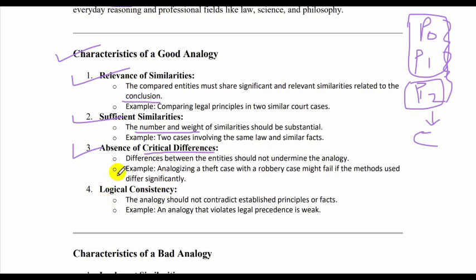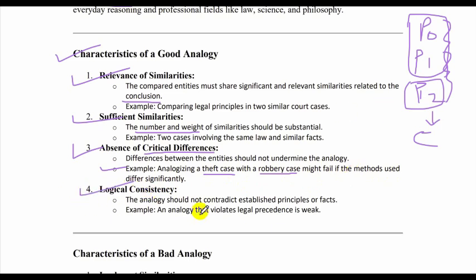Logical consistency. For example, the absence of critical differences. Analogizing a theft case with a robbery case might fail if the methods used differ significantly. So these are two different kinds of cases, robbery cases and theft cases, and we cannot conclude that they are both similar.